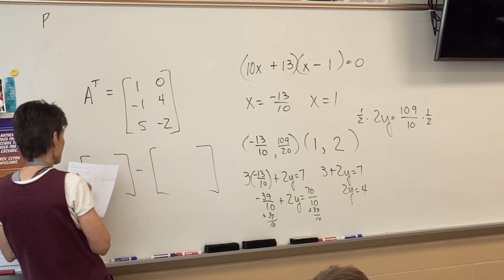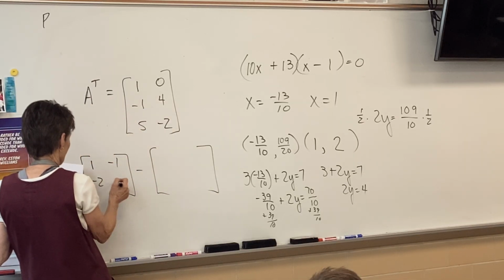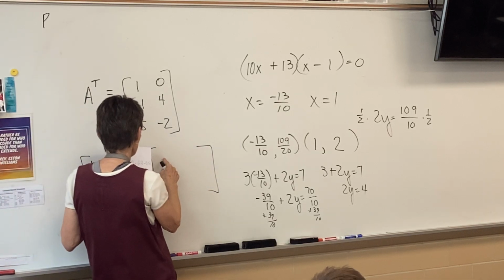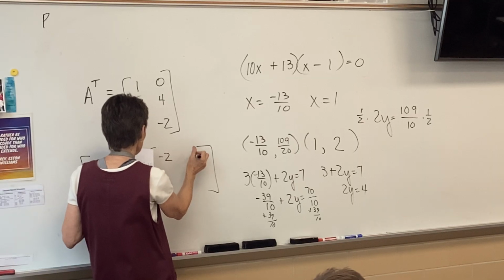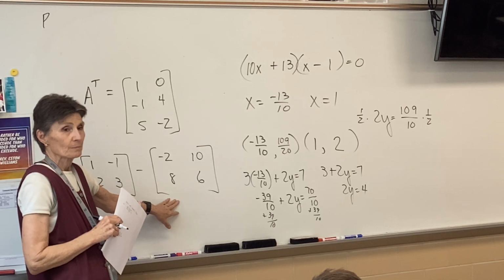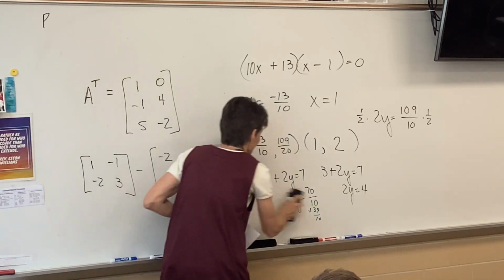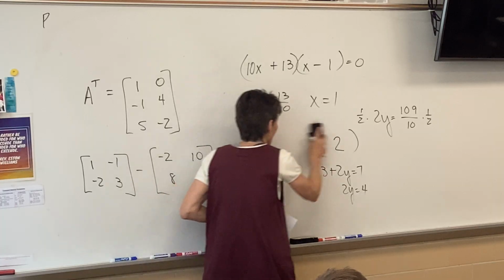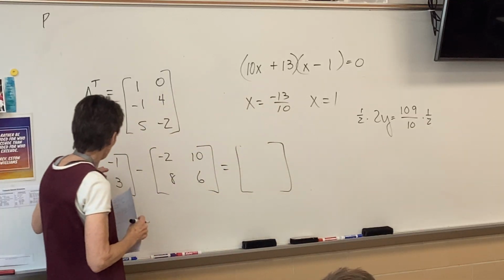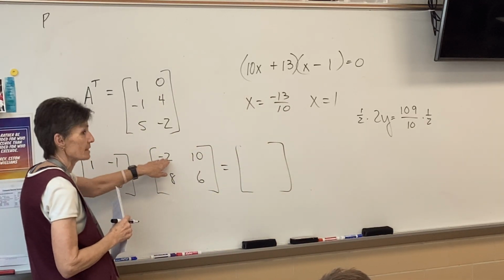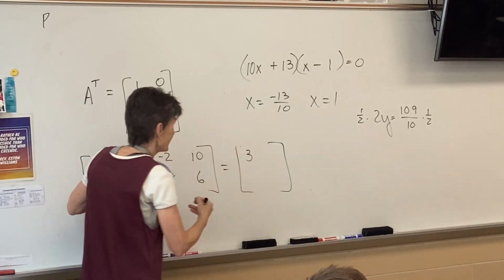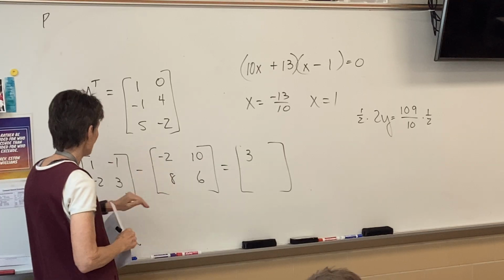All right, so matrix C. Now, what is 2D? 2D is negative 2, 10, 8, 6. Everybody okay with that? That's 2D. And now I'm going to subtract them. And when I subtract them, I do it entry by entry. So here we go. 1 minus negative 2. Not negative 3. 1 minus negative 2.